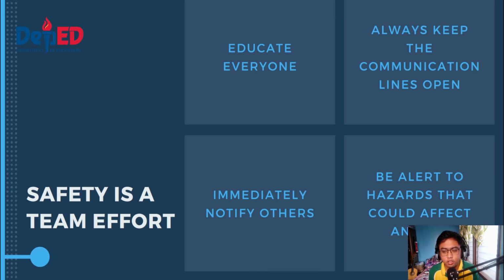Immediately notify others. This is very important. Let's say you saw an accident in your workplace. Tell someone who is knowledgeable on how to treat that particular injury, for example. Don't just do it yourself. If you know something, then good. If not, inform others. Be alert to hazards that could affect anyone. Let's say a simple slippery floor, or an open wire in the workplace. Everyone should know about it so that they could also be safe.